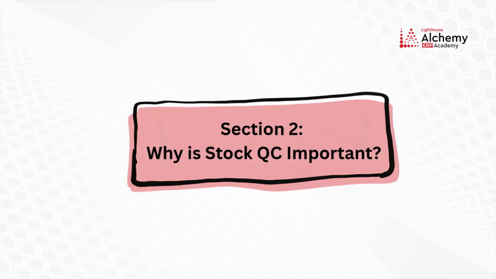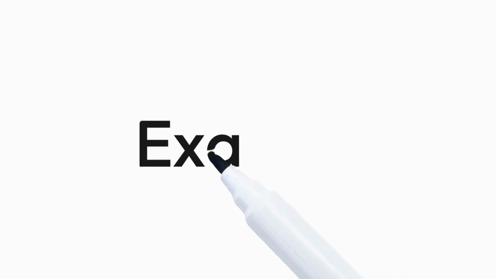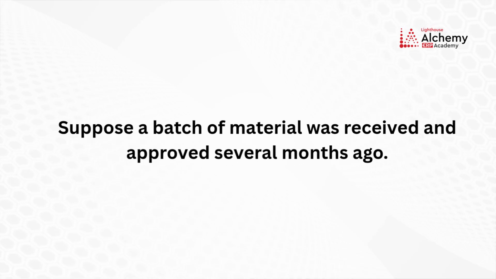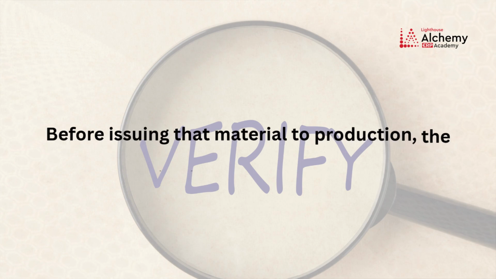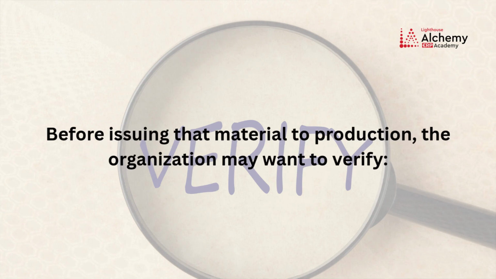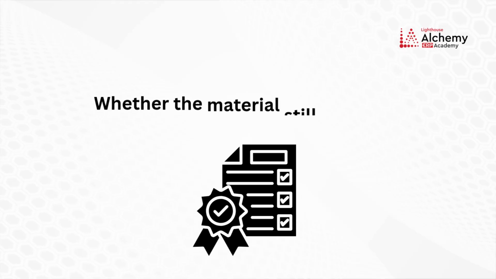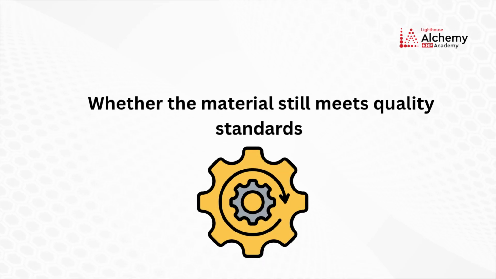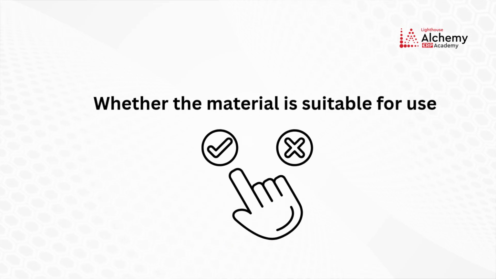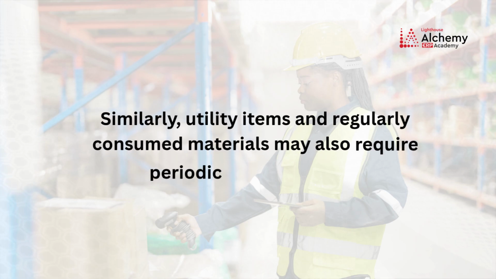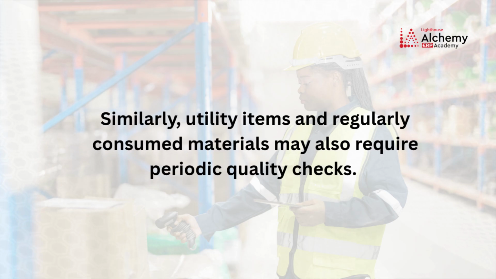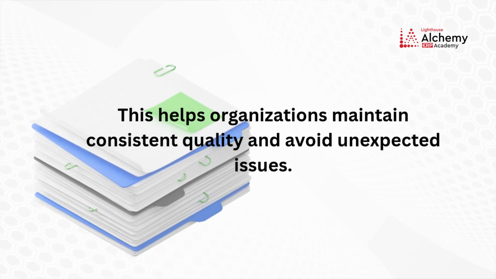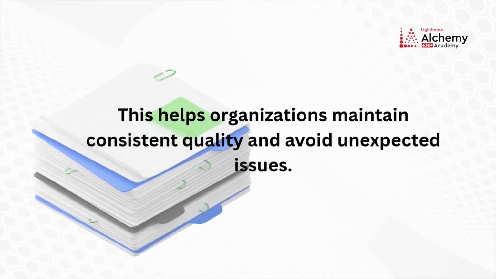Section 2. Why is stock QC important? Let's consider a simple example. Suppose a batch of material was received and approved several months ago. Before issuing that material to production, the organization may want to verify whether the material still meets quality standards, whether any deterioration has occurred, and whether the material is suitable for use. Similarly, utility items and regularly consumed materials may also require periodic quality checks. This helps organizations maintain consistent quality and avoid unexpected issues.